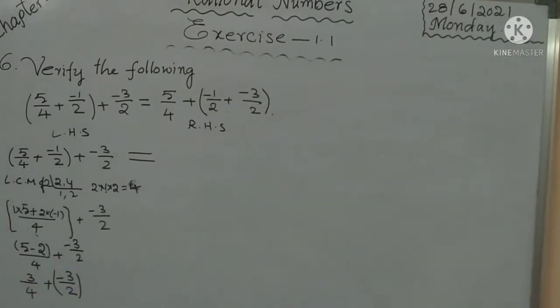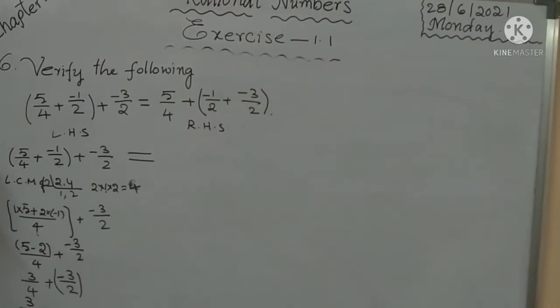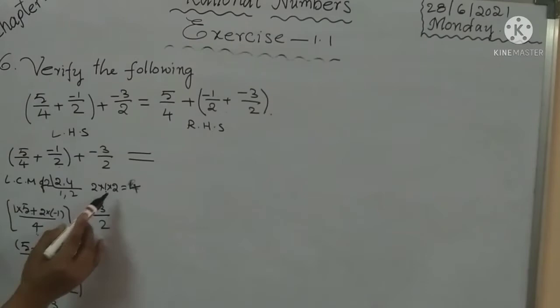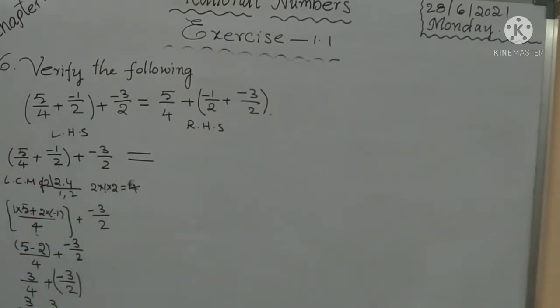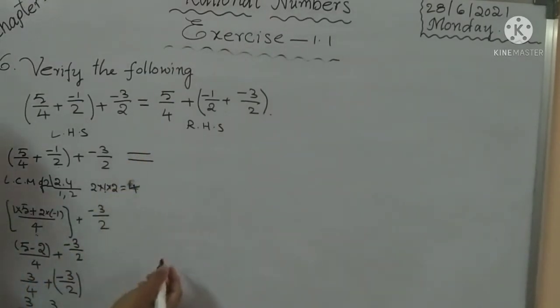Okay. So here observe that plus into minus, minus 3 by 4 plus into minus, minus 3 by 2. Already we know that the LCM of 2 comma 4 is 4. So here write LCM is 4.